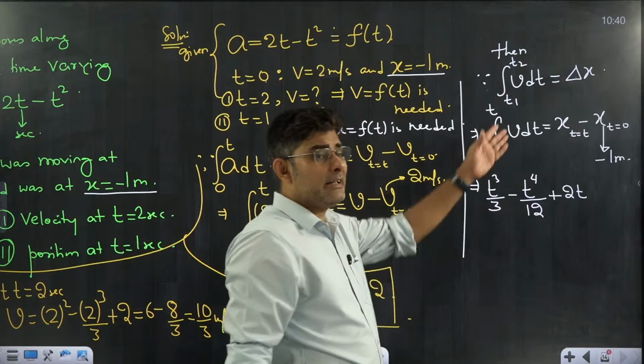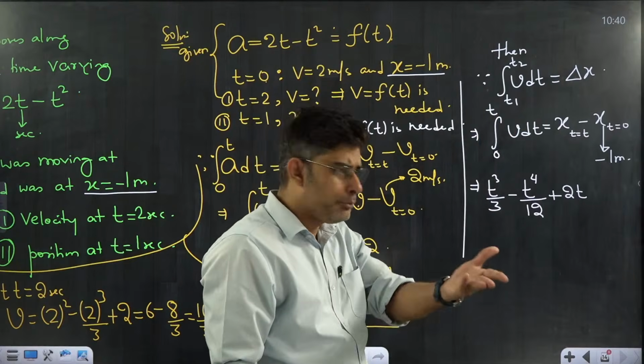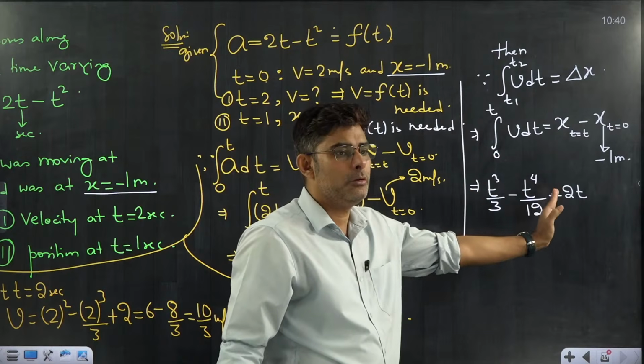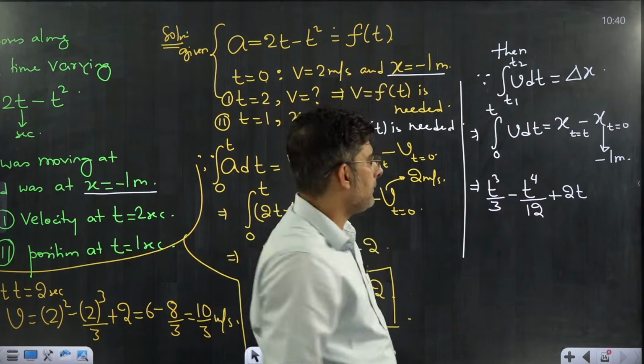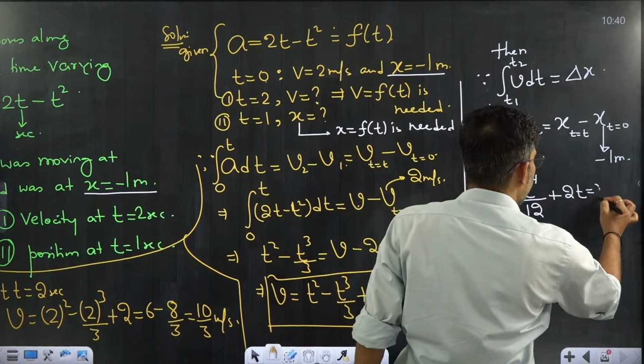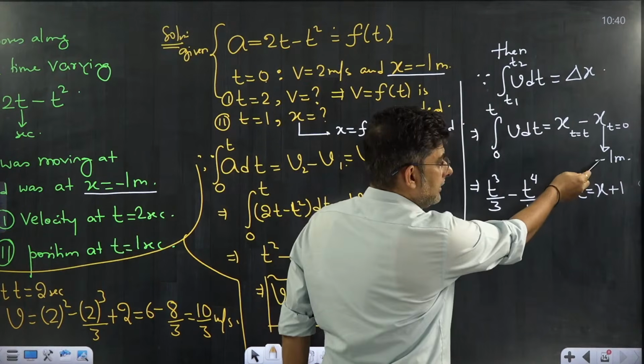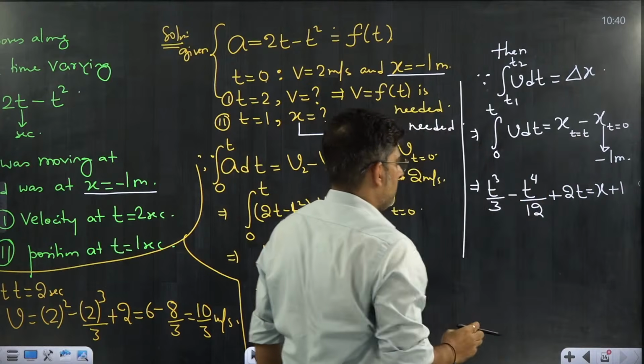Now you will say, sir, there is a limit also, why are you not taking the limit? Put the limit. If you put t, you will get this. If you put 0, you will get 0. So you will just get this only. Right hand side, you are getting x minus of minus is plus 1. See here it is minus 1. Minus will become plus 1.